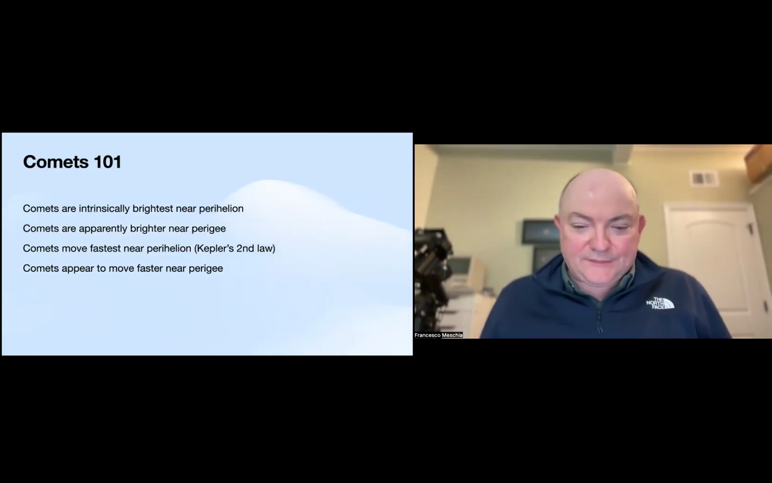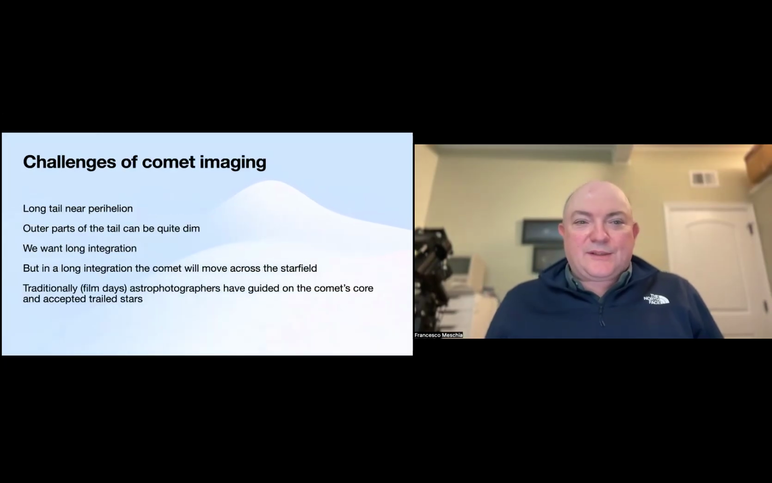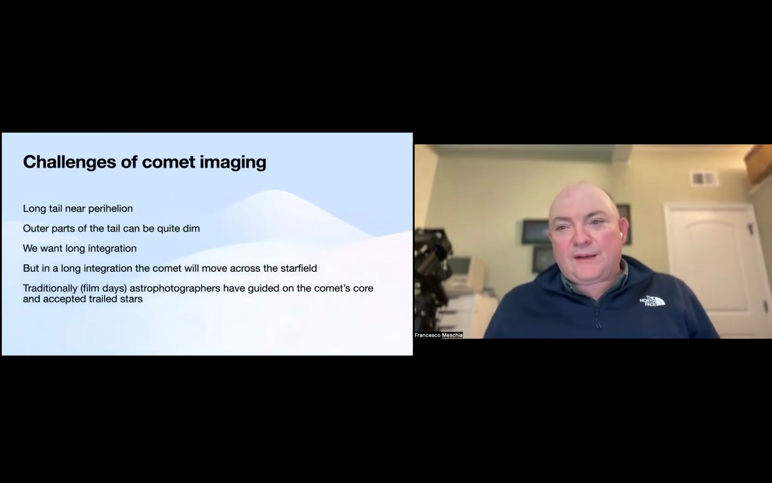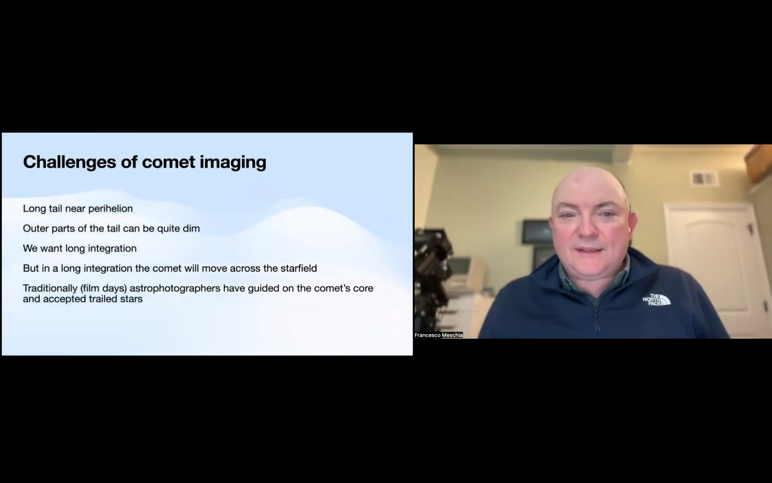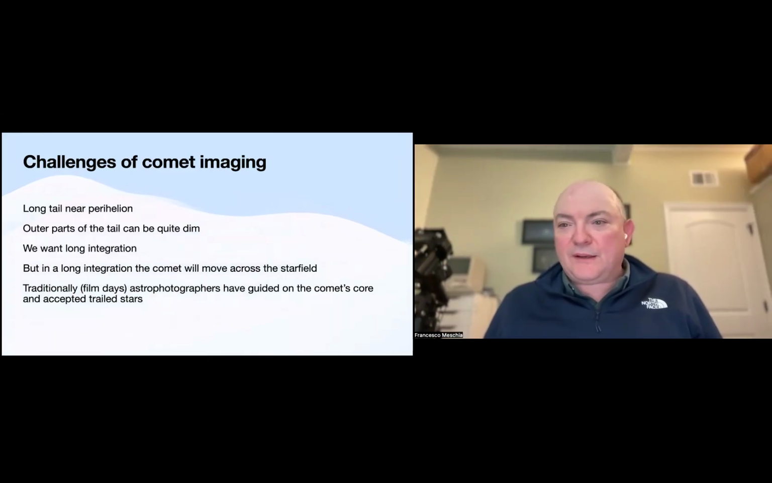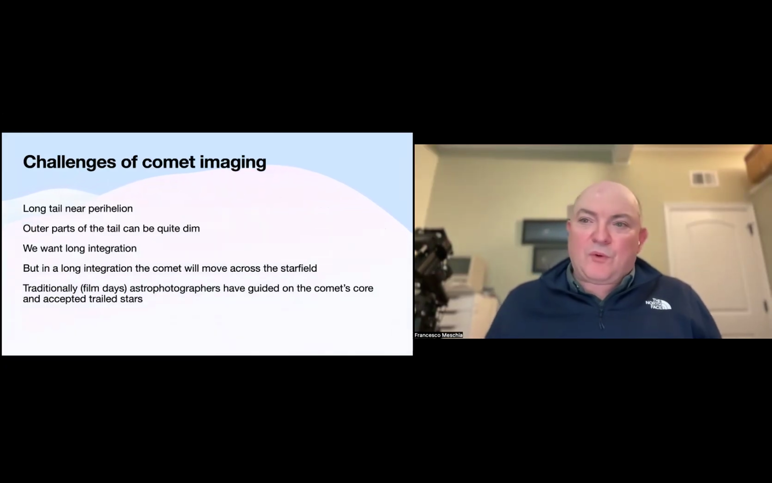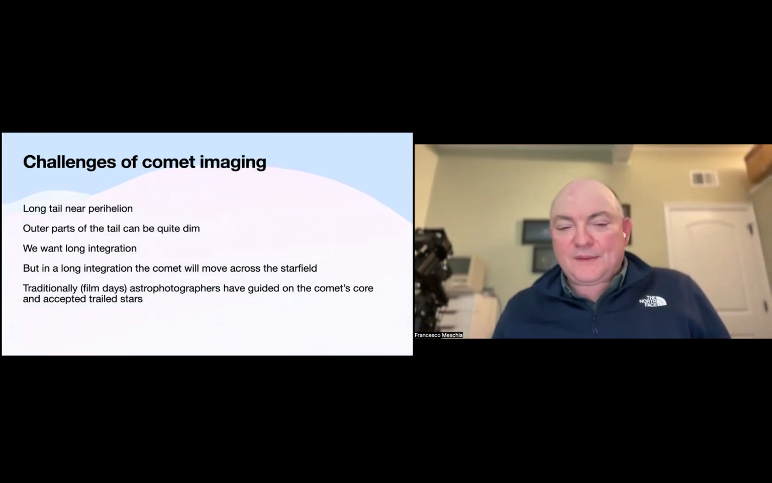so closest to us. So this creates a problem, a conundrum that we have to contend with, because we want to image the comet when it's near perihelion, because that's when the tail will be longest. And the tail, although it may have some very bright parts, the outer portions are pretty dim, so you can easily compare them with a dim deep sky object that you may want to image. Therefore, we want long integration time.